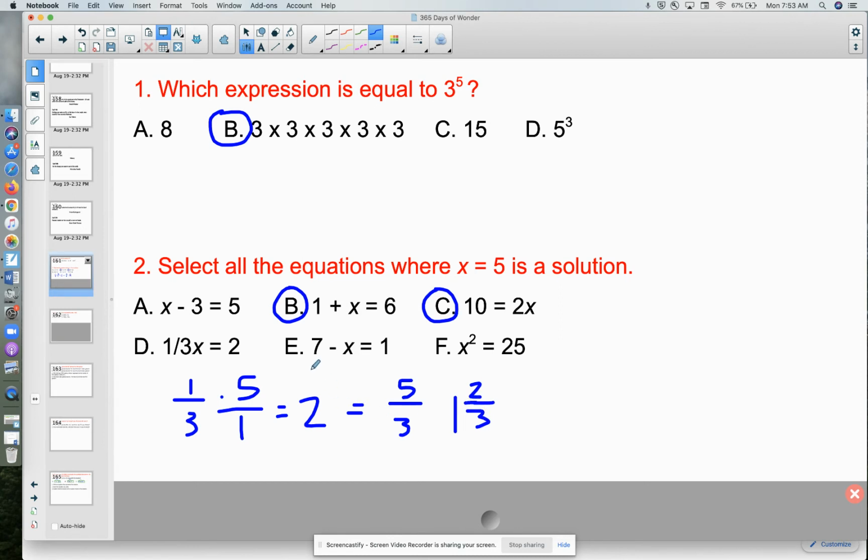Okay, what about E? Is 7 minus 5 2? Is 7 minus 5 1? No, 7 minus 5 is 2. I just kind of said the answer right there. All right. Is 5 to the second power 25? 5 to the second power. Is 5 times 5 25? Yes. B, C, and F. Okay.